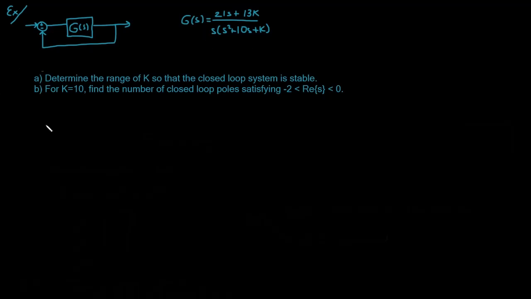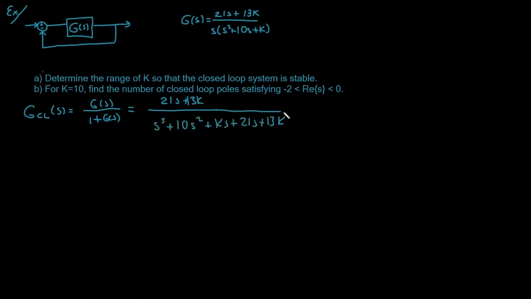We can start by writing the closed-loop transfer function. G closed loop of s is equal to G of s divided by 1 plus G of s H of s. H of s is equal to 1. So that will be equal to (21s + 13k) divided by s cubed plus 10 s squared plus k s plus 21s plus 13k.